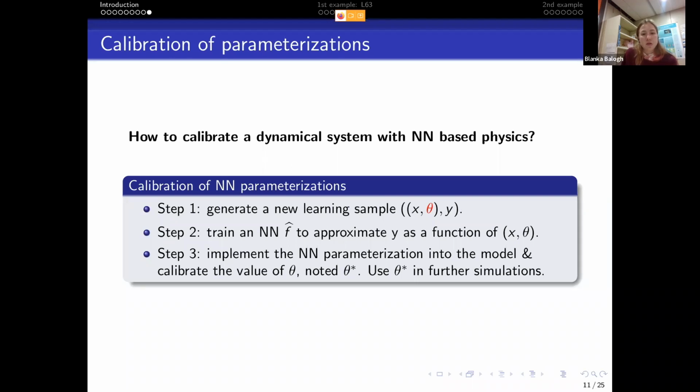We then train a neural network F hat to approximate Y, which are the subgrid processes, as a function of X and also as a function of theta. And then the last step consists in implementing this data-driven neural parameterization into the climate model and calibrating the value of theta. The optimal value will be denoted theta star, and this optimal value will be used in further simulations.